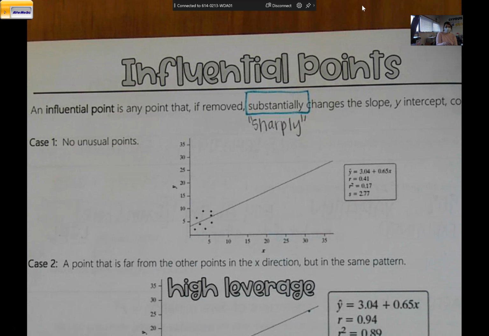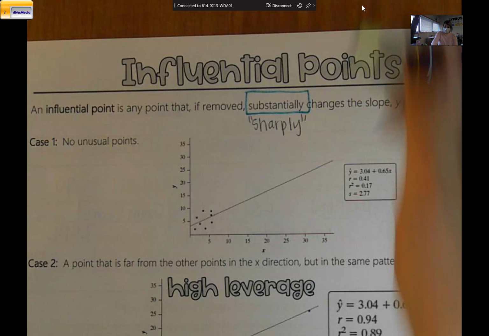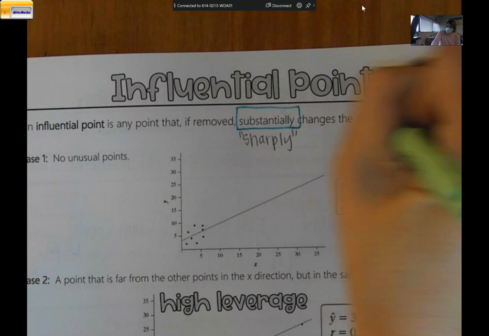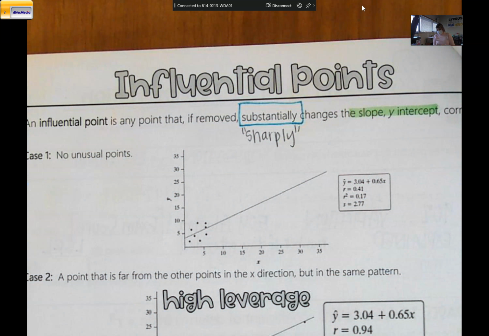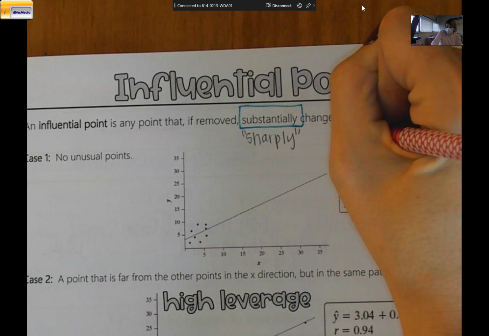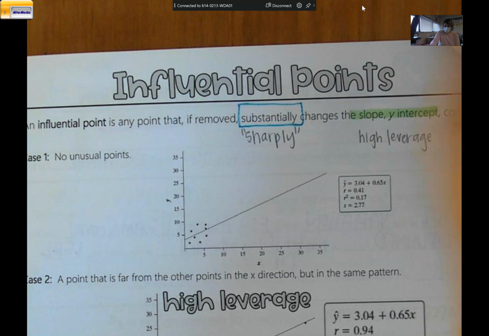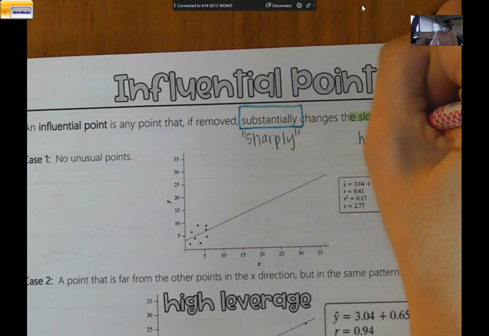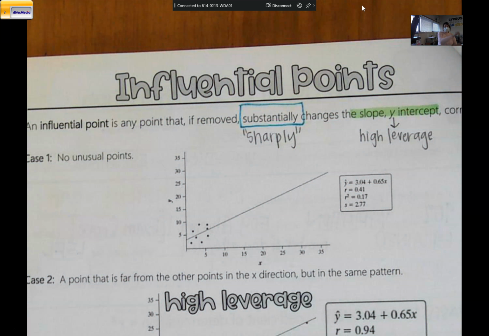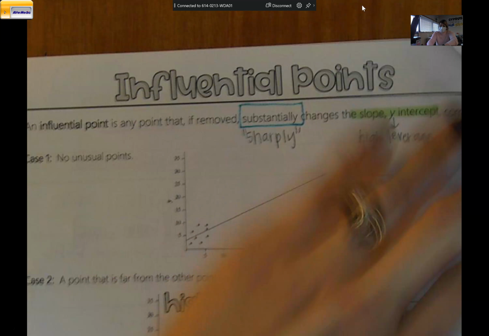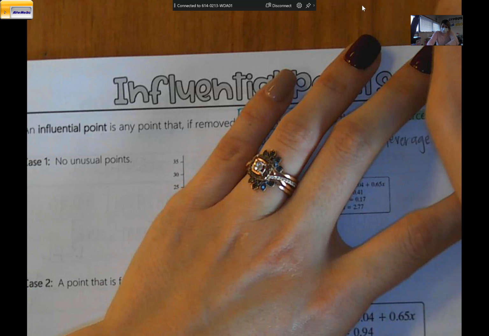Now there were 2 different types. It is, I think, helpful to know that there are 2 different types, but I do not want you worrying about or suffering over trying to figure out if it's high leverage or an outlier. But if it changes your slope or y-intercept, it is called a high leverage point.